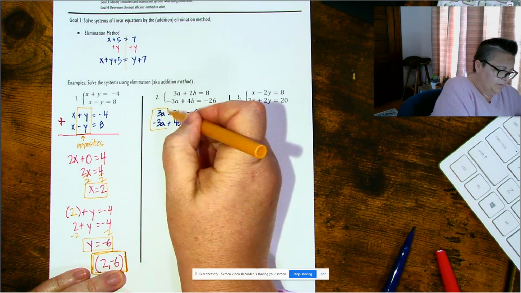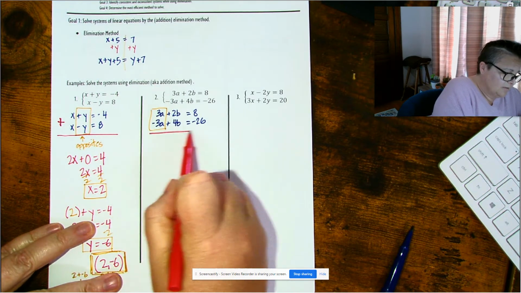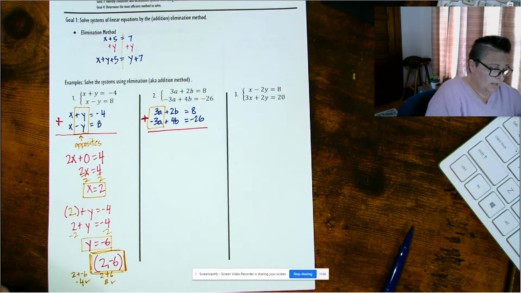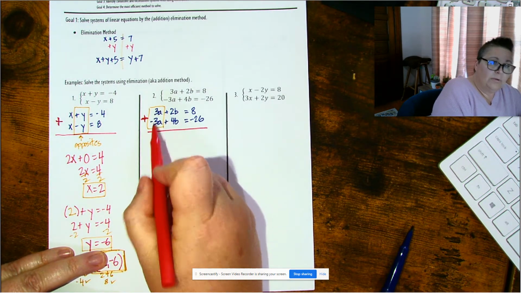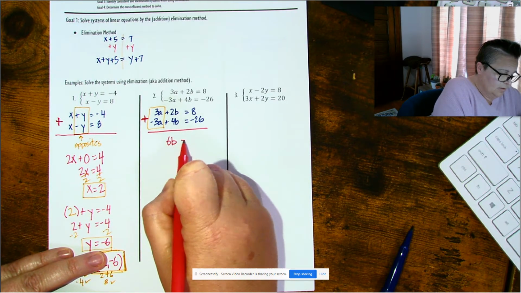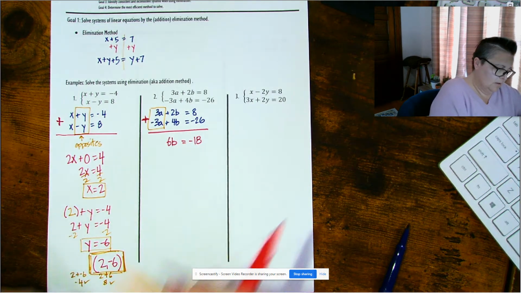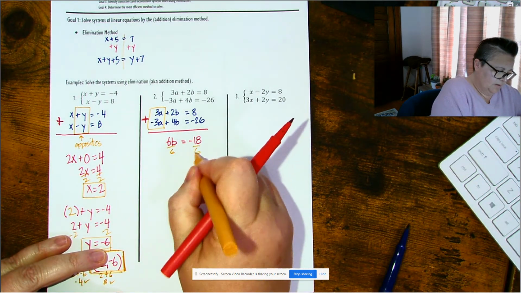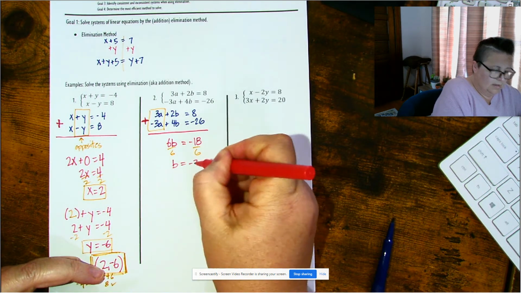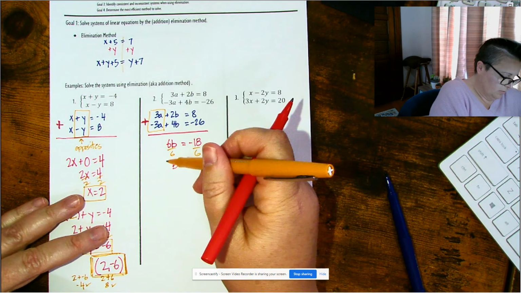These guys are opposites. So I'm just going to go ahead and add these two equations together. I've made sure that they are all lined up. So the 3a minus 3a will cancel, and I will have 6b is equal to negative 18. Dividing both sides by 6, I get b is equal to negative 3. And I found one of my variables. Now I'm going for the other one.